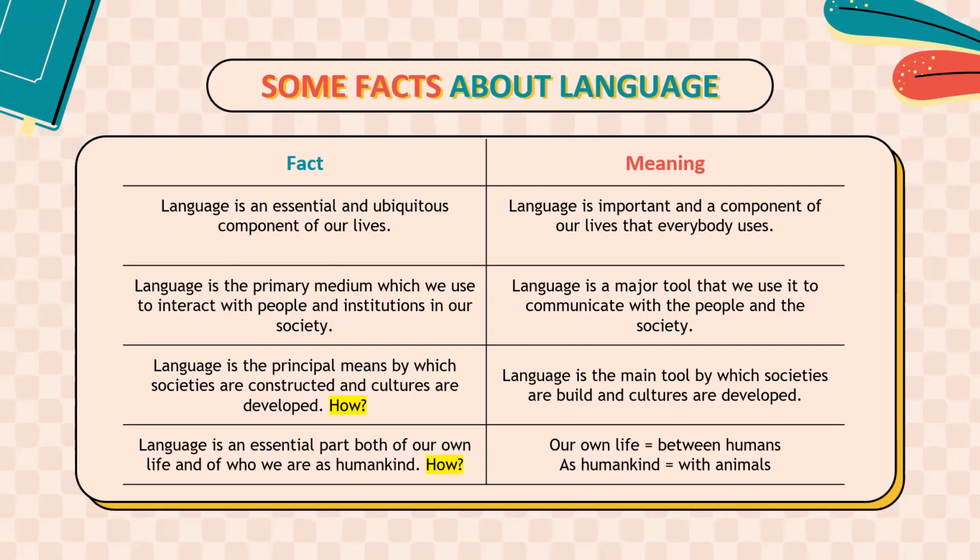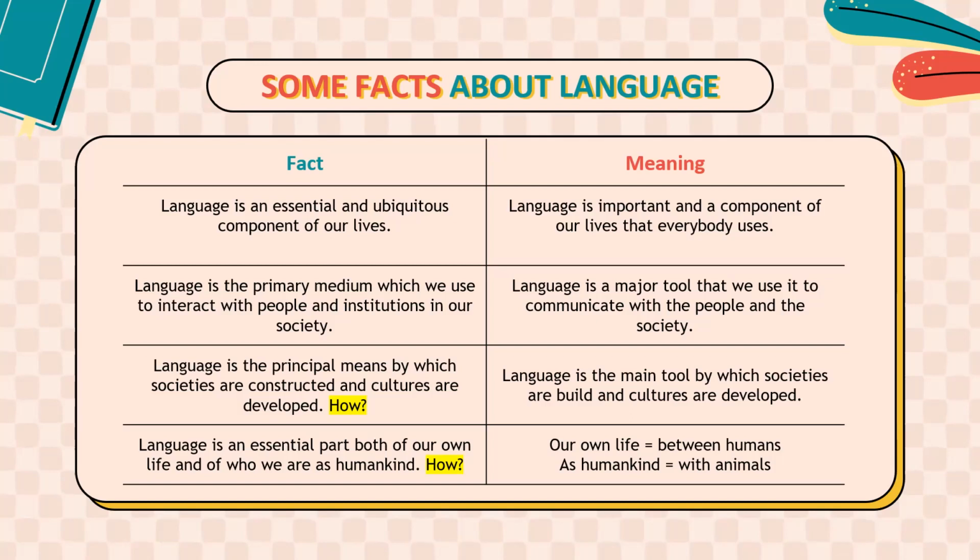So it is a ubiquitous component. Language is the primary medium which we use to interact with people and institutions in our society. Okay, this is another fact. We mean by it that language is the primary tool, the main tool, the major tool that we use to communicate with people and society. Primary means the major, the main. Medium here means the tool that we use to talk and communicate with each other, societies, the world, and with each other as friends or families, okay, as human beings.